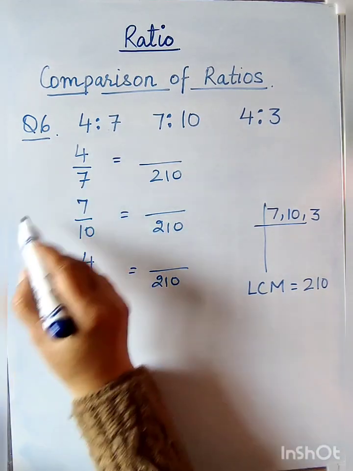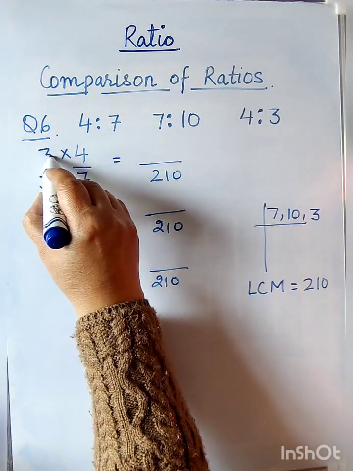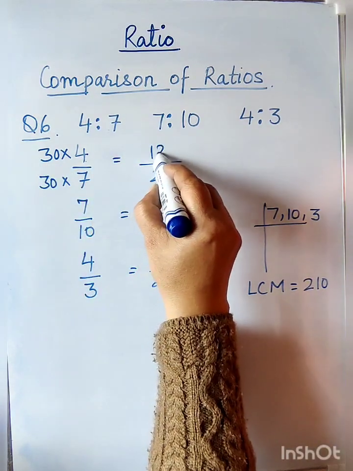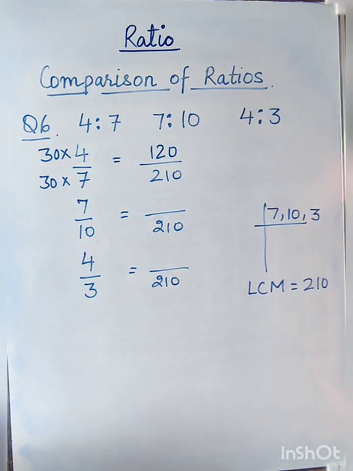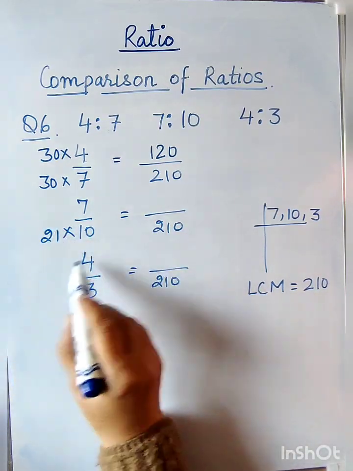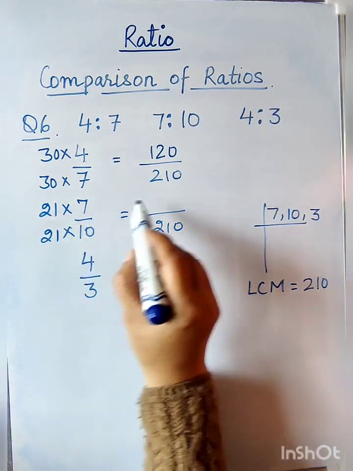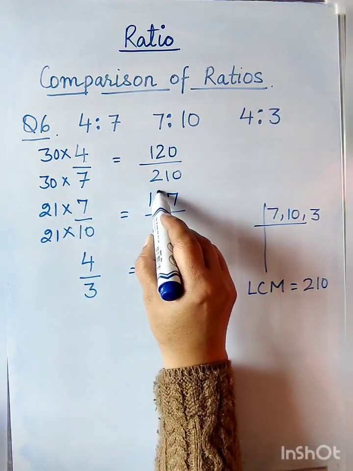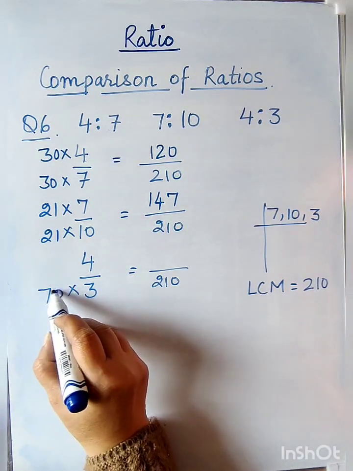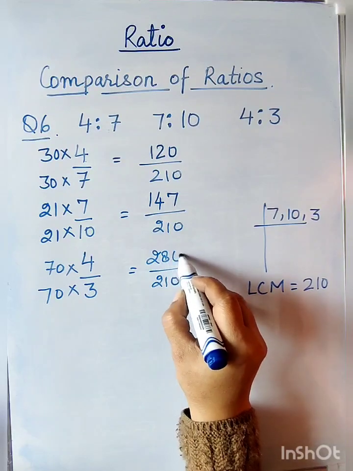We know 7 times 30 will give me 210. Therefore, I have to multiply the numerator also by 30. So 4 threes are 12, and this leads to 120 by 210. Similarly, 10 times 21 gives you 210, so multiplying 7 by 21: 7 ones are 7, 7 twos are 14, this is 147. And 3 times 70 will give me 210. 4 sevens are 28, so 280 by 210.